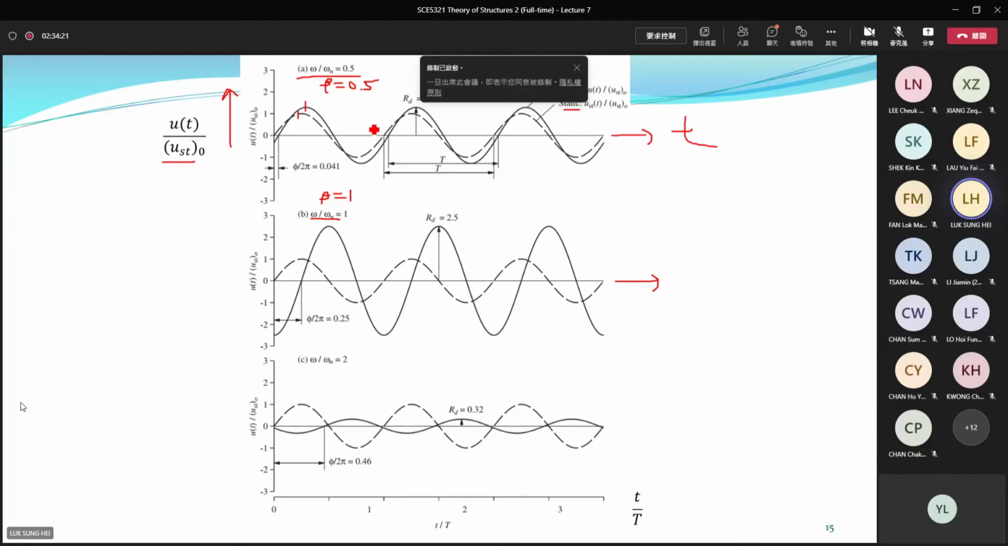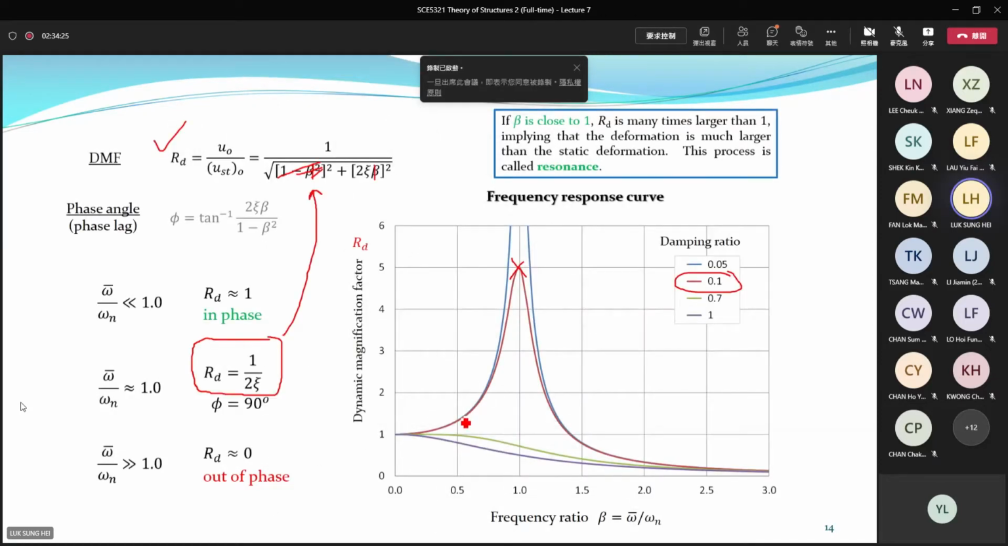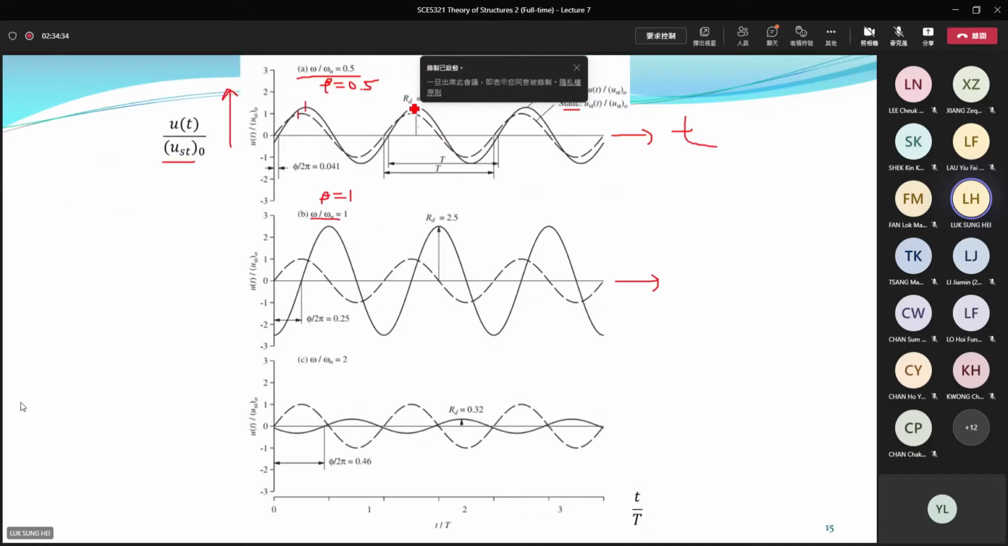And when beta equals 0.5, according to the previous graph, there will be some amplification factor here. RD is bigger than 1. So you start to see the amplification effect. The dynamic response here is 1.29 times bigger than static. At resonance, beta RD is equal to 2.5. The dynamic response is 2.5 times bigger than static.